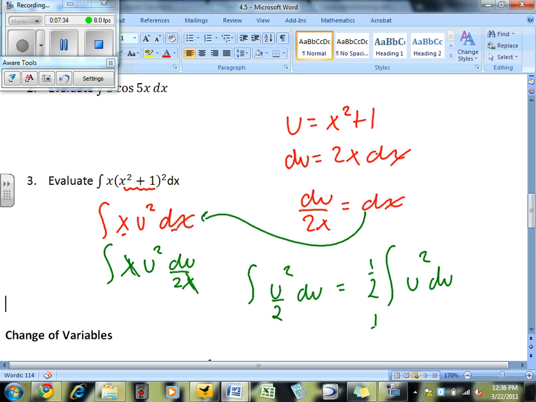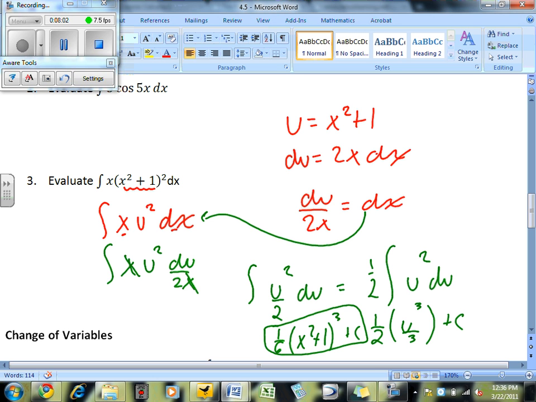So I have 1/2 times u cubed all over 3 plus c. And then the only thing left to do is plug u back in there. So we're going to have 1/6 times what's u, x squared plus 1, cubed plus c. Sorry, that got a little messy. And that's your final answer. So the only difference that happened is we ended up having to pull a 1/2 out.